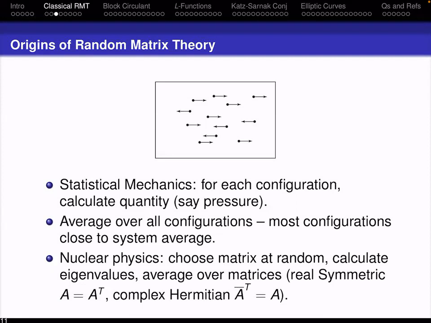Yes, unlikely though. And so if you have n molecules, you would expect about n over 2 in each half of the room, and you would expect fluctuations to be of size square root of n. Anybody want to tell me roughly how many molecules are in the room?